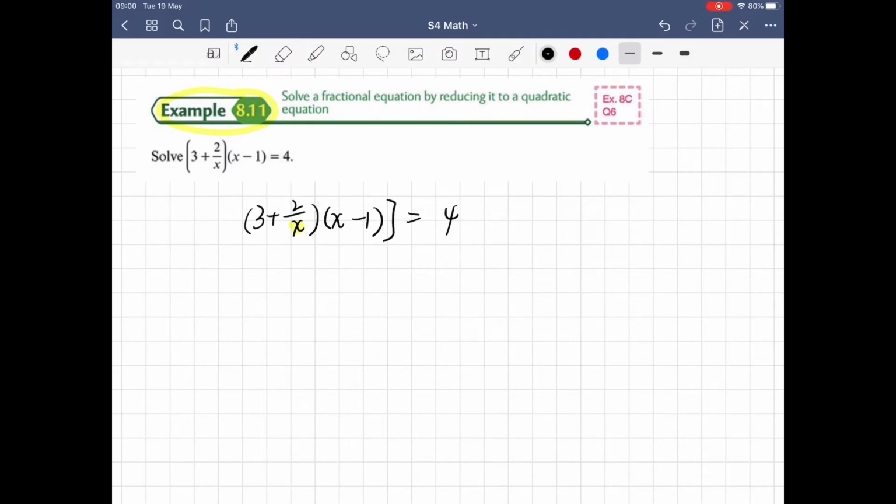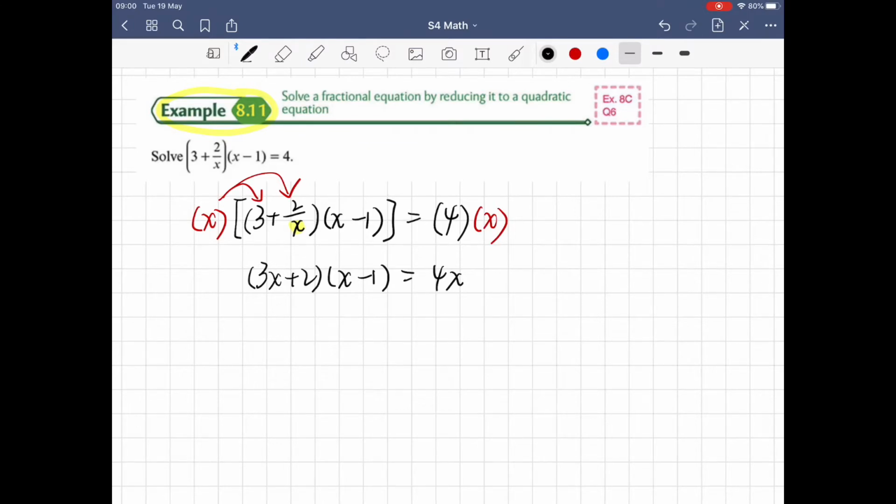So therefore, we can multiply both sides by x. And for the left-hand side, we have to multiply the x back into the brackets, so that we have 3x plus 2 times x minus 1 equals 4x.